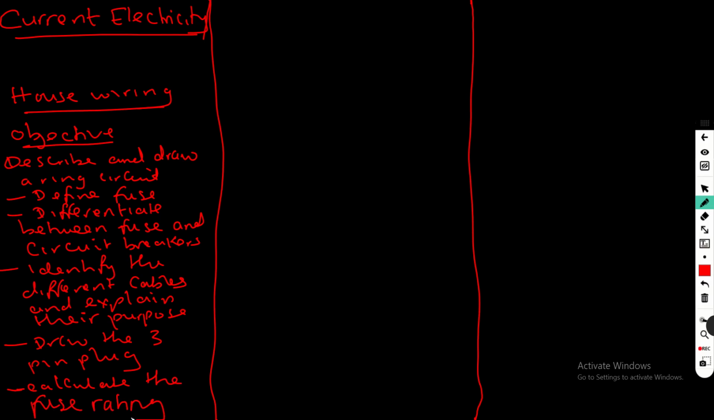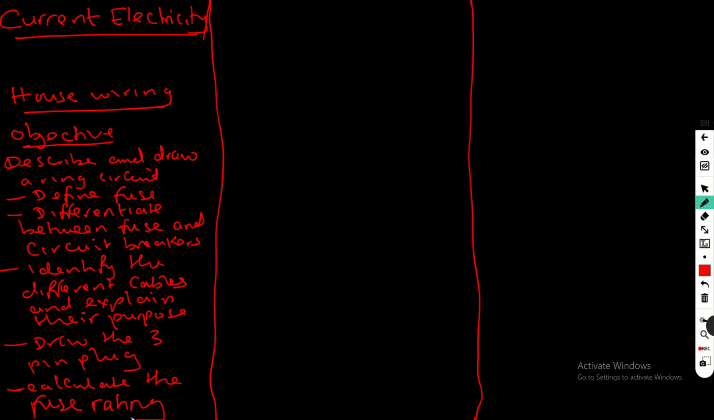So at the end of the lesson, you should be able to describe or draw the ring circuit. You should be able to define fuse, differentiate between fuse and circuit breakers. You should identify different cables and explain their purpose, and draw the 3-pin plug and calculate fuse rating.